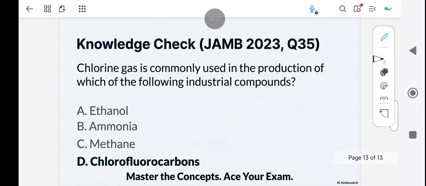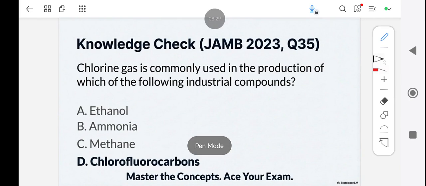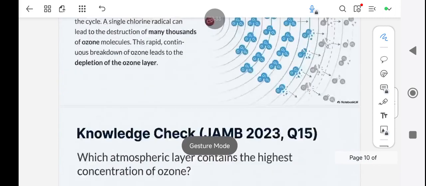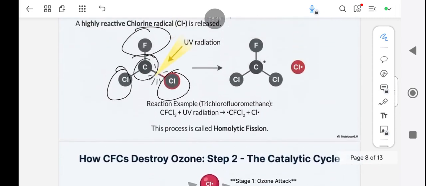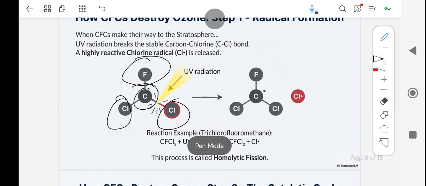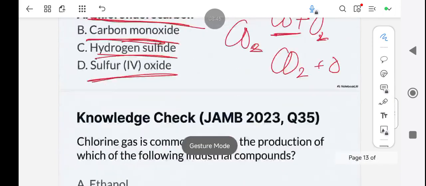Chlorine gas is majorly used in the production of what? It is chlorofluorocarbon. Remember we said that the composition of chlorofluorocarbon is 2 atoms of chlorine combined with 1 carbon combined with 1 fluorine. That is your answer.